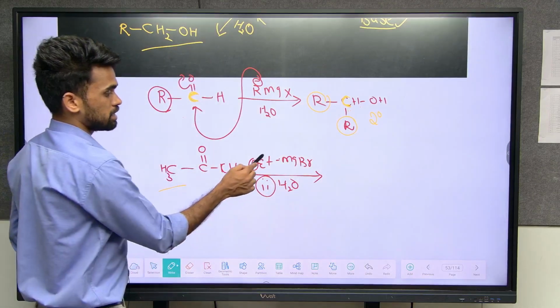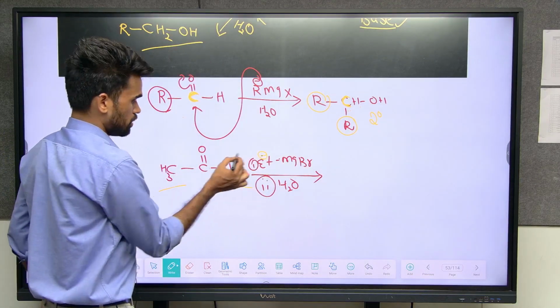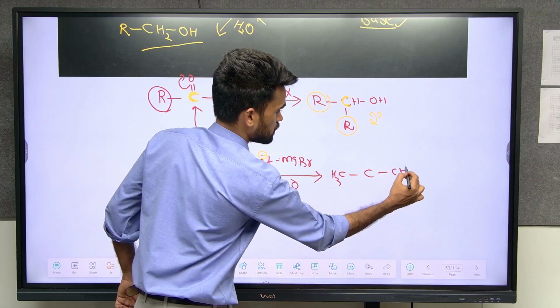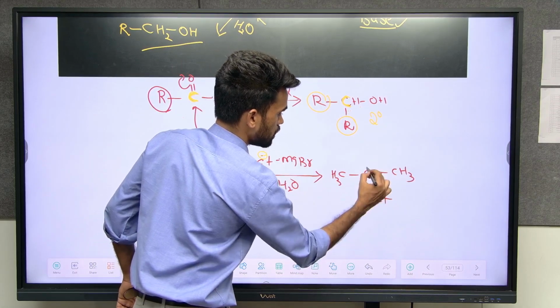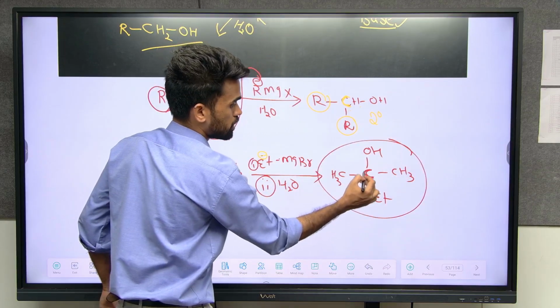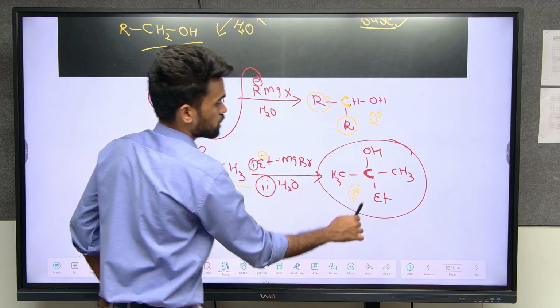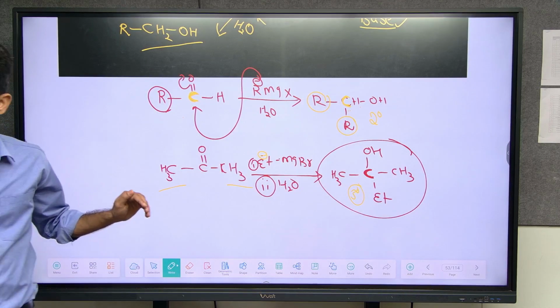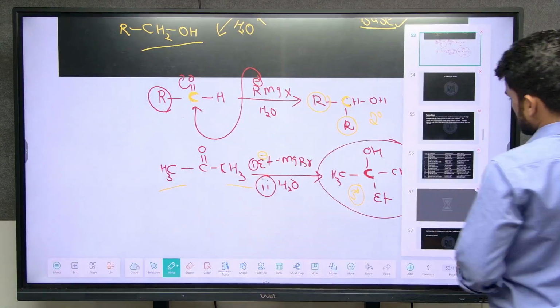Tertiary. Why? Because the ethyl group means a negative charge will be added here. So CH3, C, CH3, ethyl, OH. This is your final product now. What is the degree of this carbon? 3 degree. So ketones give you what? Tertiary alcohols. Clear with these 3 statements? Yeah, remember that.